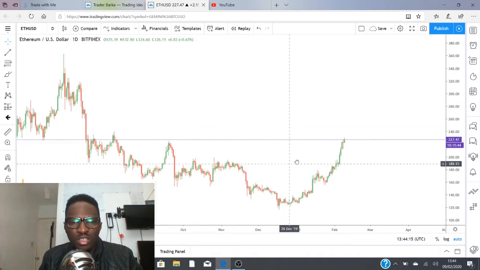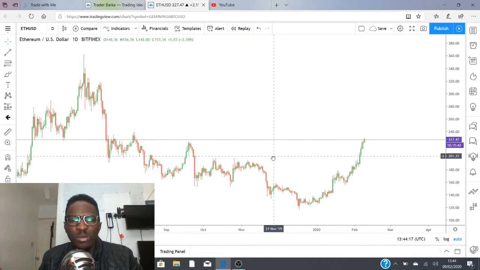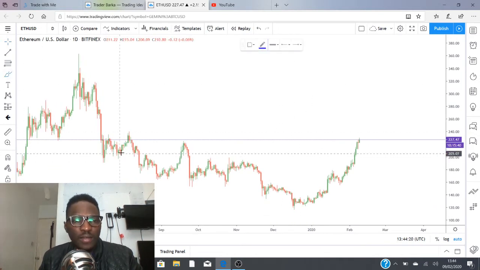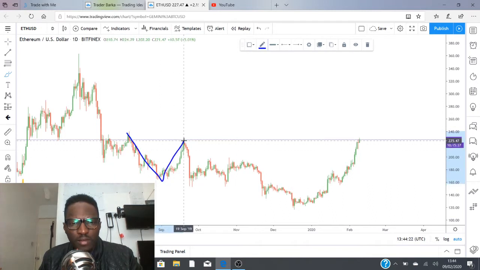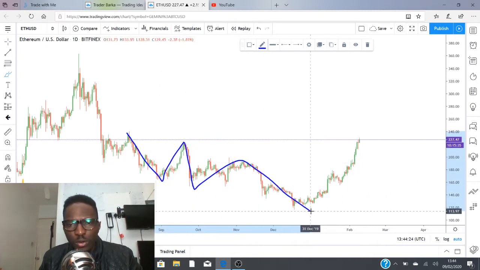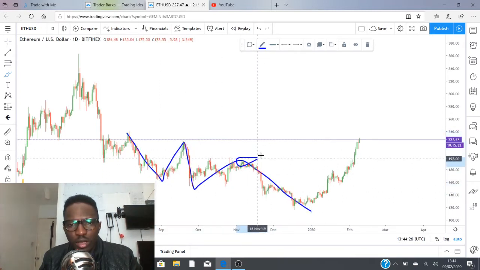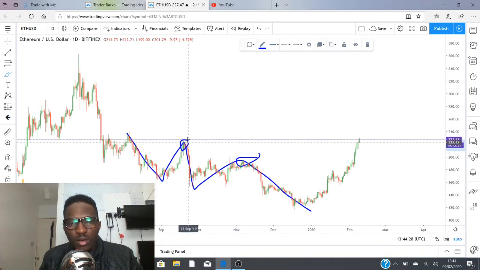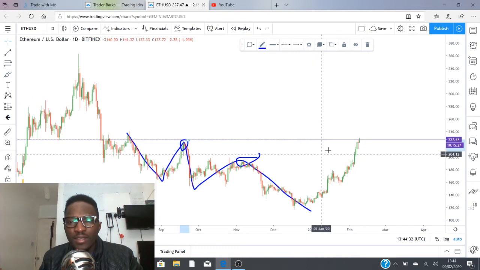I mean, it's just going up in a straight line, and we've already broken a couple of structures on the way. So just looking at this movement here, just following the market, we got one structure here, we got a second one here, and Ethereum has broken both of these structures. Now what's going to happen? Is this going to continue to go up? Yeah, it's likely going to do that.